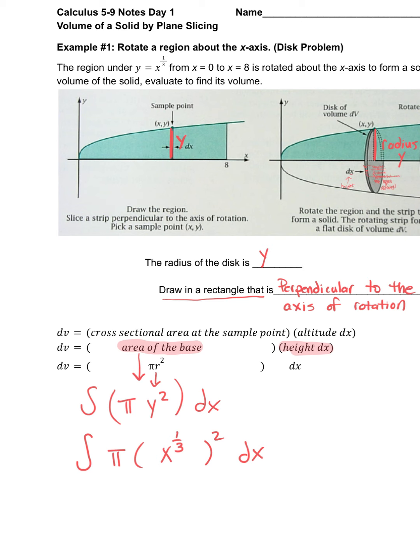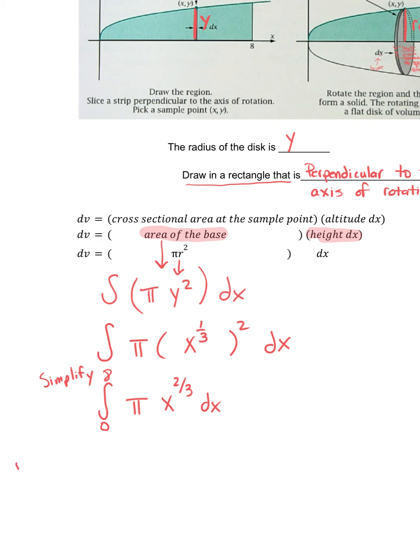Now let's simplify our integrand. To do that, we just have to simplify the exponents. The pi comes along. In the algebra world, if we're raising one power to another, we multiply, so that becomes x to the 2/3 dx. There's our integrand. Now we can add in our limits of integration. The left endpoint is 0 and the right endpoint is 8. Now we can solve this using the fundamental theorem of calculus.